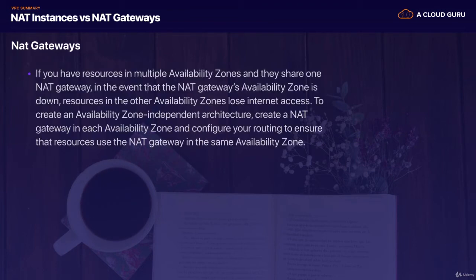Also remember that if you have resources in multiple availability zones and they share the one NAT gateway, in the event that that NAT gateway's availability zone goes down, resources in the other availability zones are going to lose internet access. So just by having a single NAT gateway, you do not have high availability. To create an availability zone independent architecture, you have to create a NAT gateway in each availability zone and configure your routing to ensure that resources use the NAT gateway in the same availability zone in which they're in.